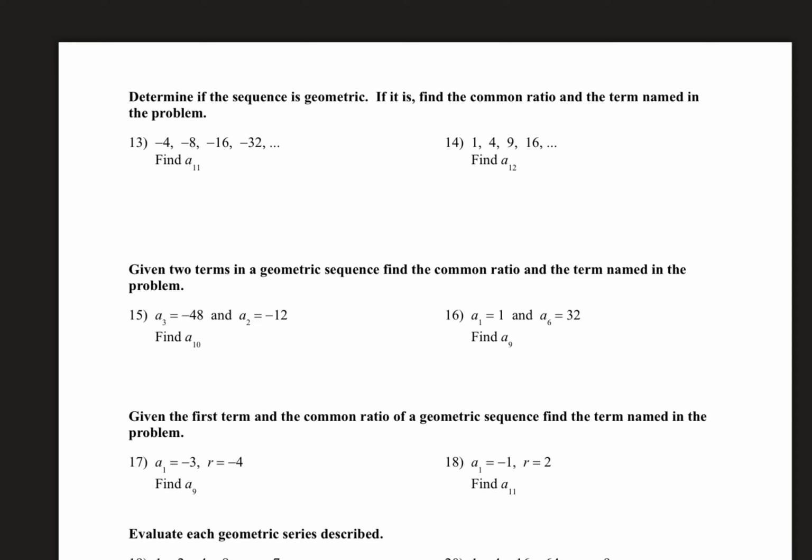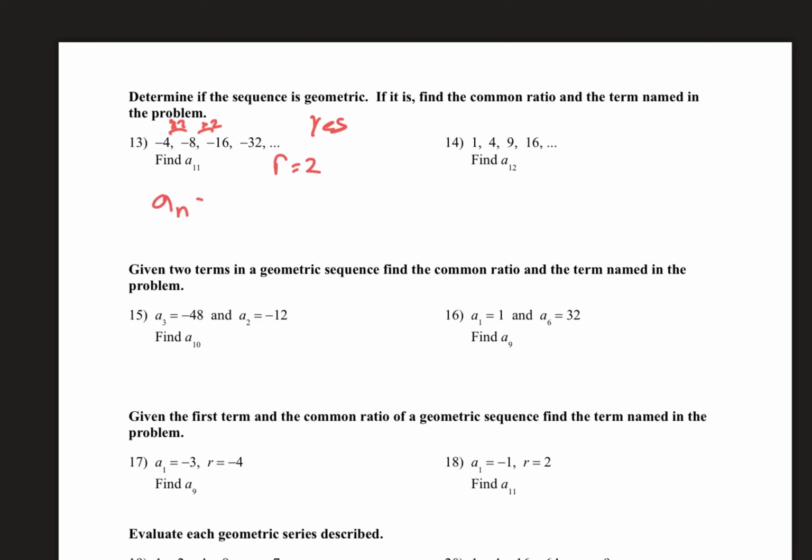So in 3, 2, 1. So geometric, determine if the sequence is geometric. If so, 1 times 2 times 2. So yeah, it's geometric. So our ratio is equal to 2. Yes, it's geometric. Our ratio is 2.